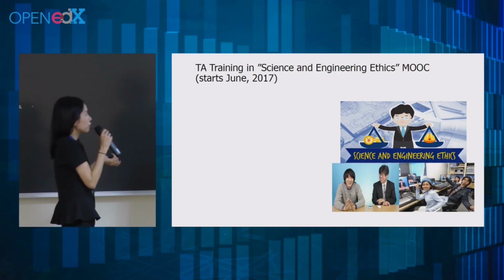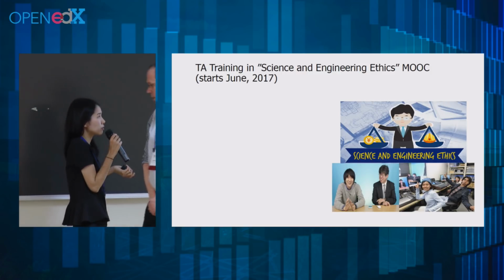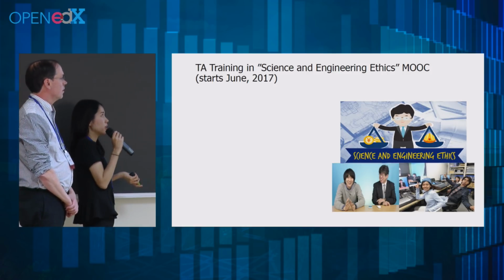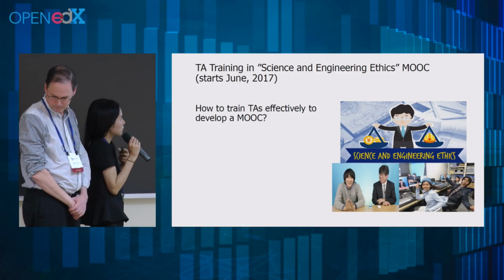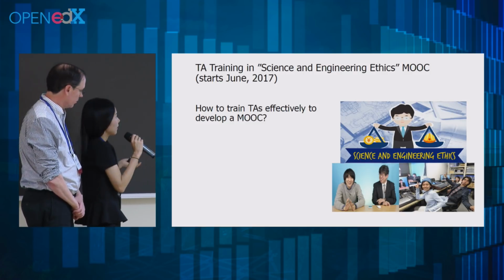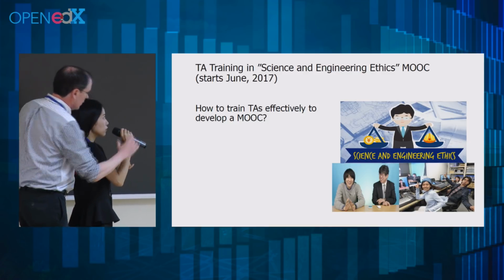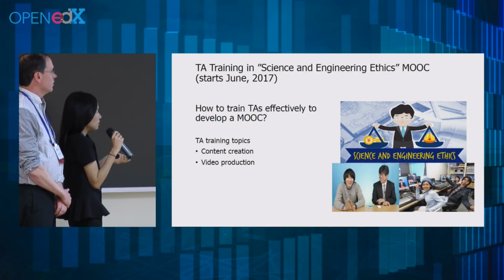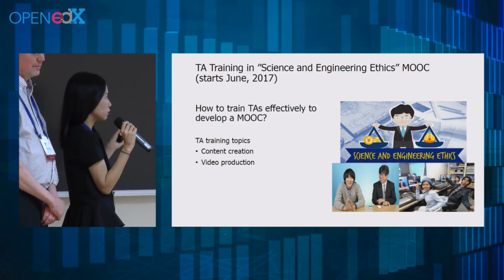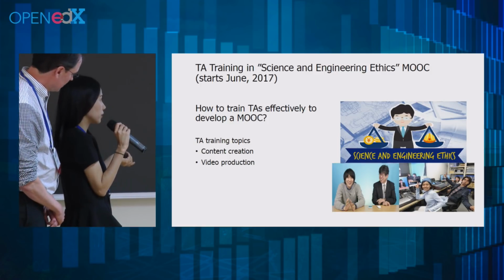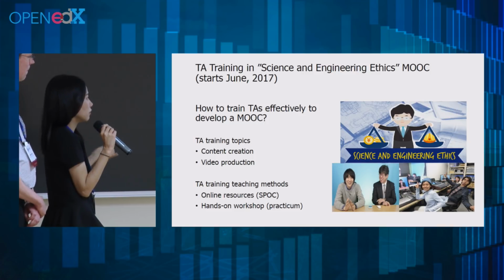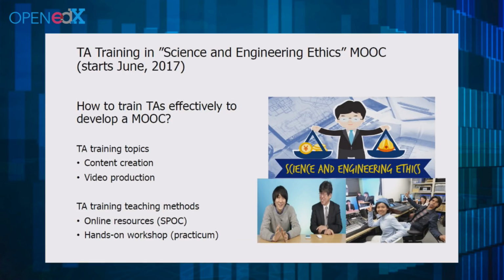So on our 4th MOOC, which was on science and engineering ethics, we developed TA training in order for us to speed up our MOOC making process. This is the question we wanted to answer throughout the MOOC making: how do we train TAs effectively to develop a MOOC? In order for us to answer this question, we divided the TA training topics into two, which was content creation and video production. Those are taught using two teaching methods that we use, online resources and hands-on workshop.